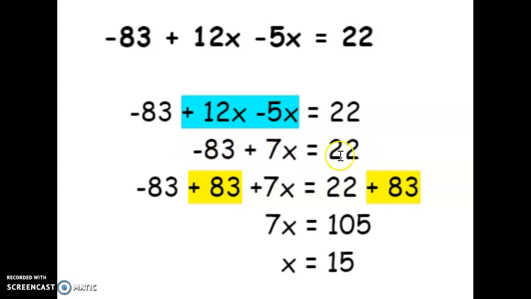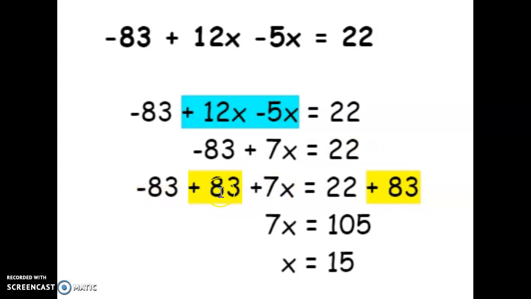As we looked at this new equation that we have, negative 83 plus 7x equals 22, thinking about how we can isolate or keep that x on the left-hand side, we look at our negative 83. What can we do to that negative 83 to get rid of it so that we can have that x, that isolated variable by itself? Well, we can add 83. And remember, what we do to one side, we have to do to the other. So on the left side, as we added 83, we had to do it to the right side as well.